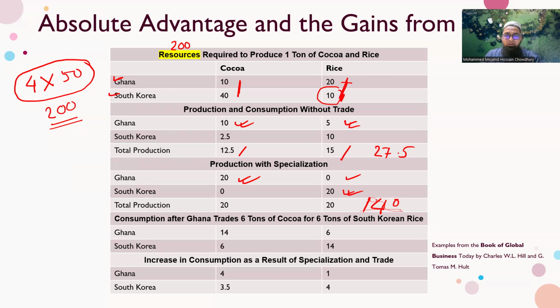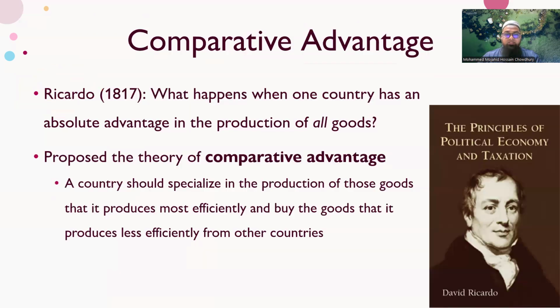But you might already think, among Ghana and South Korea, South Korea has the absolute advantage in both of the products. Do we still have to have the trade? Again, I ask this question to you. Let's say South Korea has the absolute advantage in producing both cocoa and rice, do we still need to have the trade? Yes.